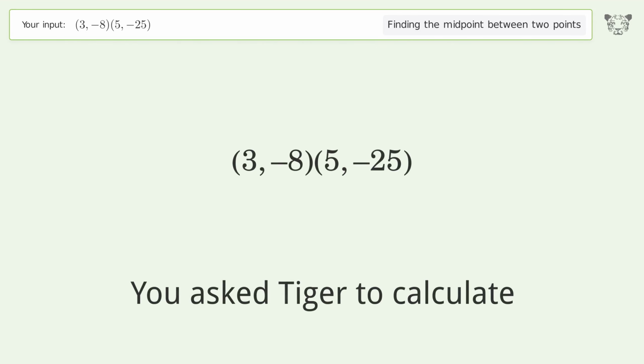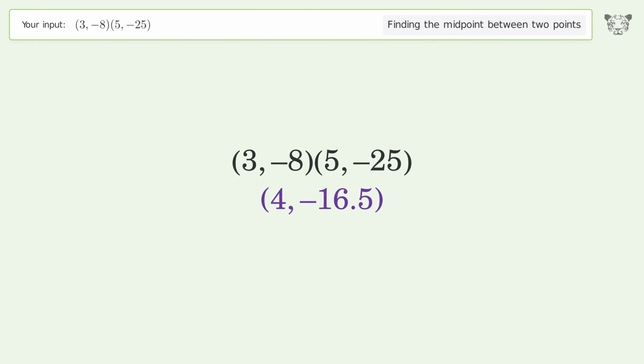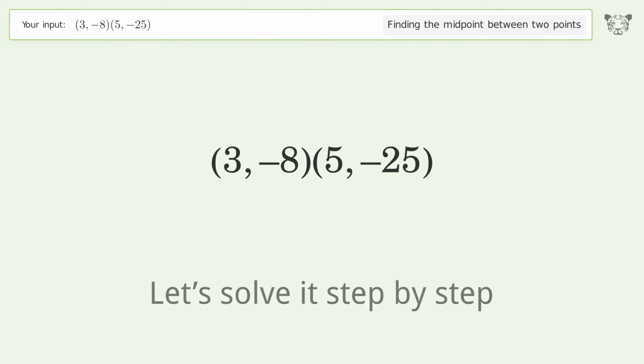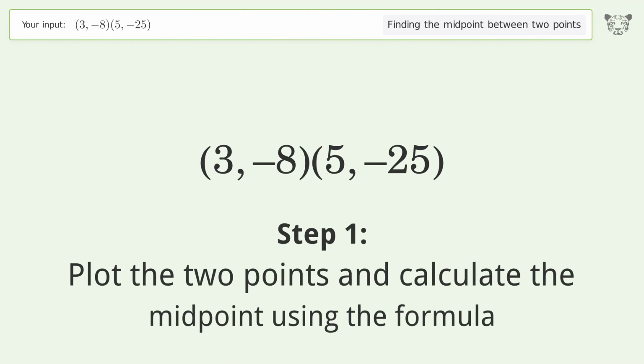You ask Tiger to calculate. This deals with finding the midpoint between 2 points. The midpoint between the 2 points is 4, -16.5. Let's solve it step by step. Plot the 2 points and calculate the midpoint using the formula.